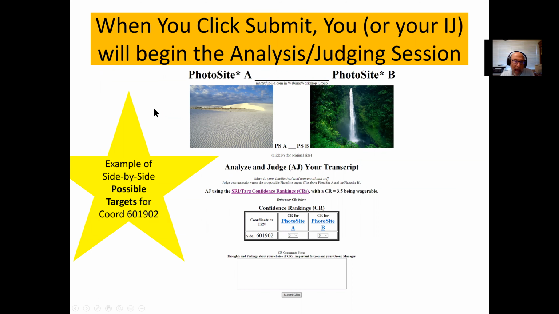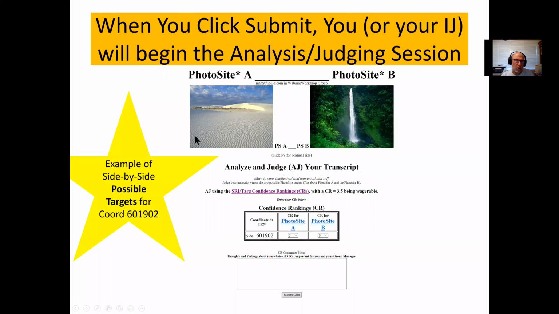The way it is set up now, you will actually see photo site A first by itself. Many people, and I actually recommend this, but the viewer is in charge, many people will simply do the judging of photo site A and mark it up once, and I'll show you how to do that shortly. Below photo site A will be photo site B. Both of these, of course, are the possible targets. They will then judge that against their transcript.